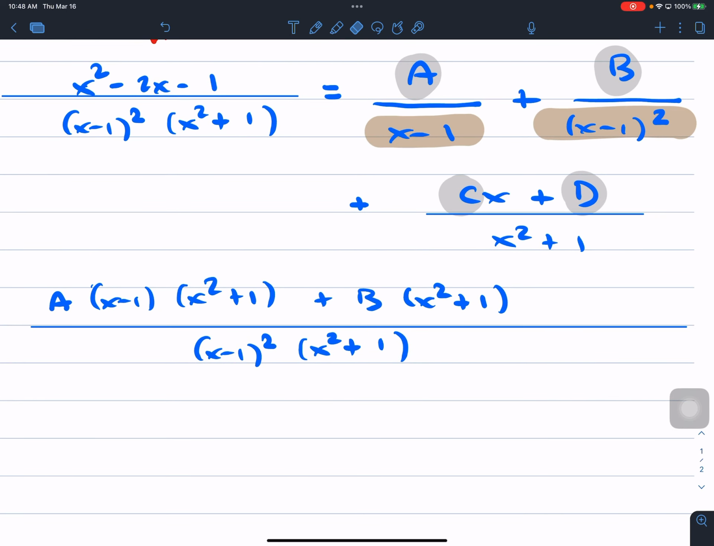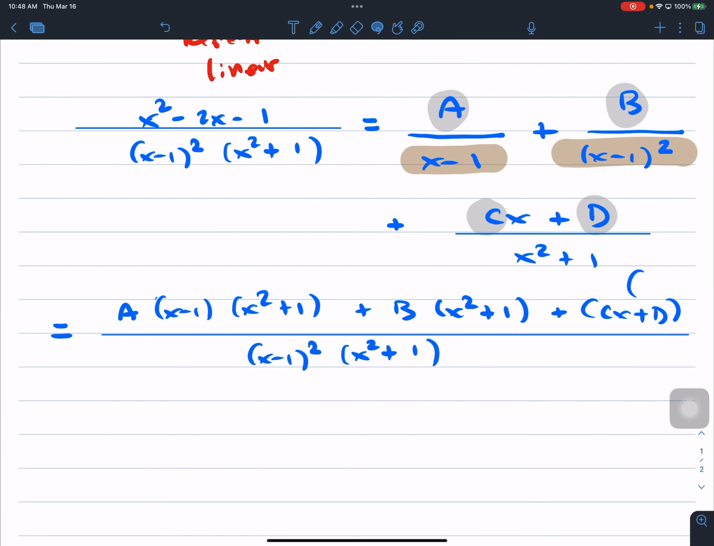Now you go to the next term, and you say, what's the next term? That's Cx plus D. This is going to be multiplied, and I guess I'm out of space, which is what I hate happening. And then what's the deal here? This already has x squared plus 1, doesn't it? So what's missing then? The x minus 1 squared term. Is that true? x minus 1 squared.